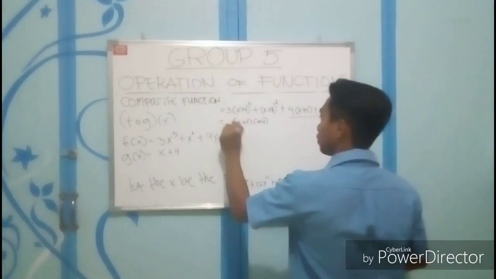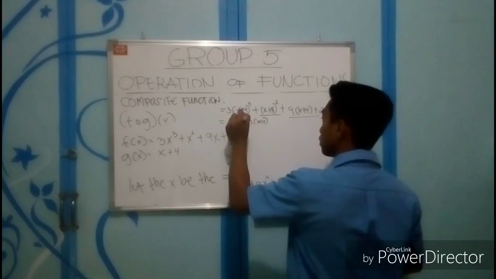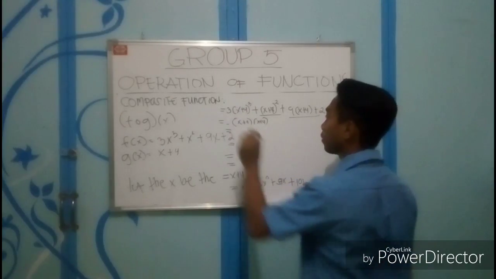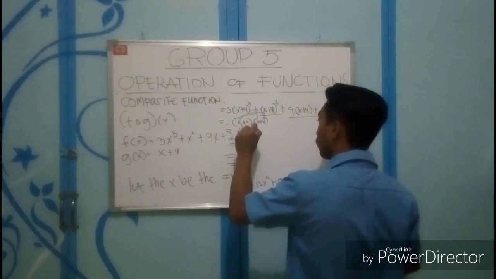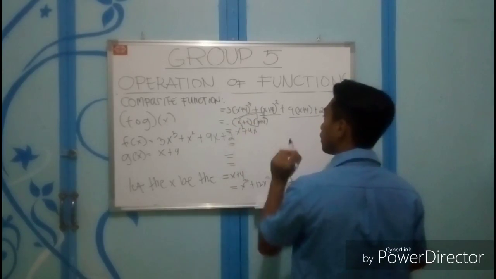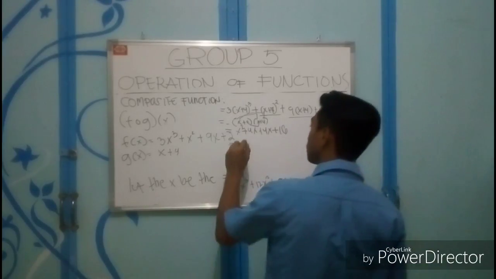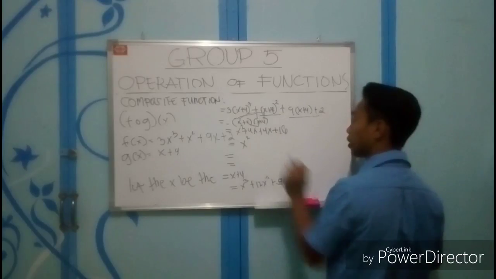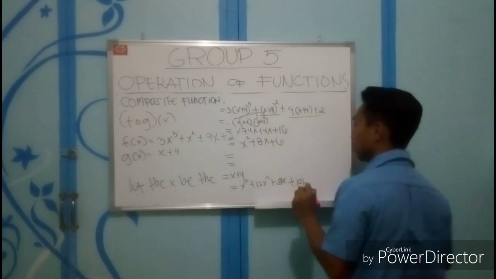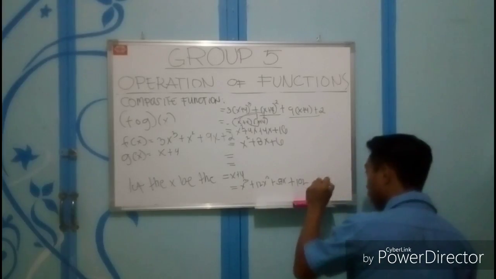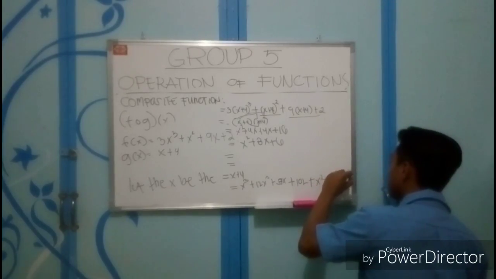So this is the x plus 4 squared. Since we're going to solve this by the FOIL method, x times x is equal to x squared. x times 4 is equal to 4x. Then 4 times x is equal to 4x. Then 4 times 4 is equal to 16. Combine like terms, x squared. Since 4x plus 4x is the same, we can add them. So it will be 8x, copy 16. Then I will write here so that we can combine like terms. Plus x squared plus 8x plus 16.